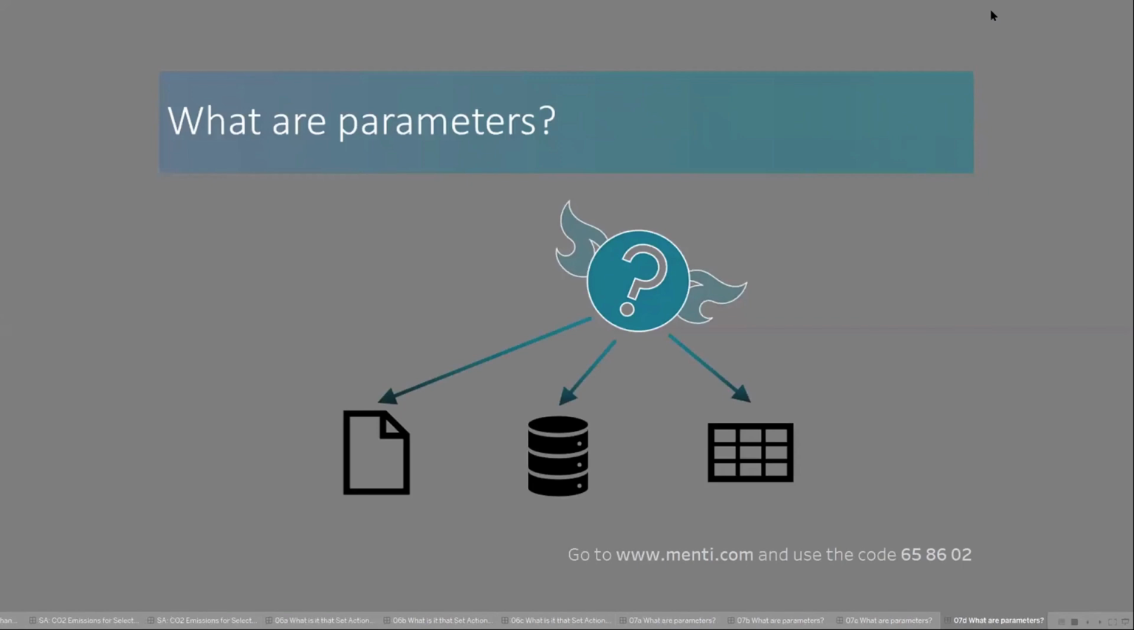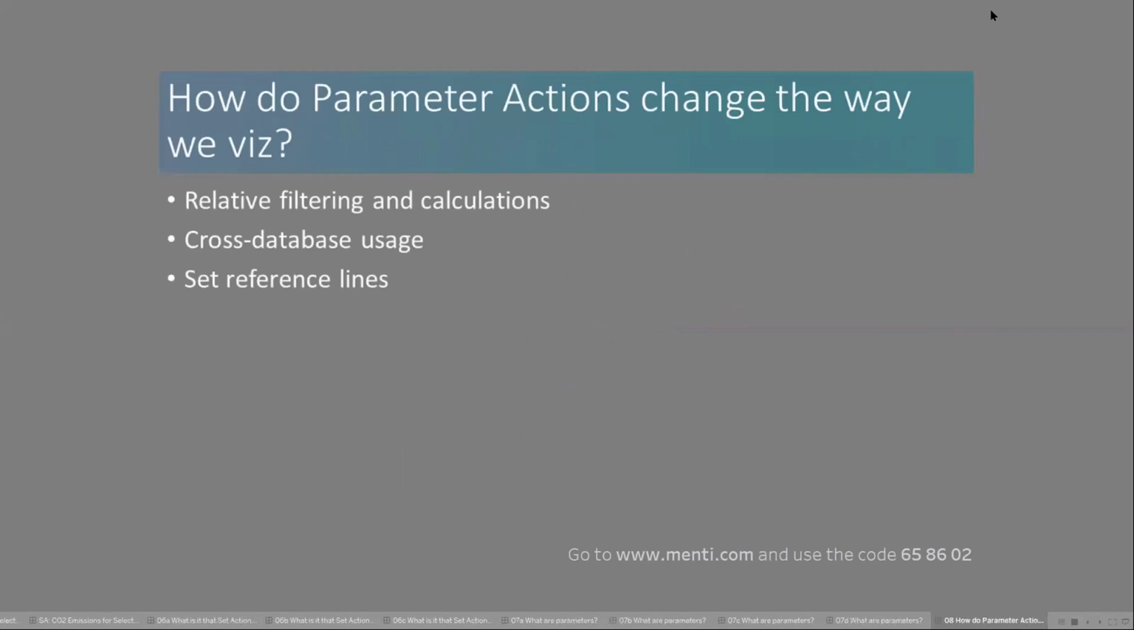Parameters can do a bunch of things that are difficult to accomplish with sets, or even impossible. For example, you can filter or calculate relative to a parameter. You can, for example, filter on a 6-month span around a date set in a parameter, or color everything that contains a string value in a parameter. You can also use the same parameter in combination with any field in any data source, so you can use them across databases. Since parameters by themselves are completely removed from your data, you can reference them anywhere in your data. And of course, you can use them to set reference lines.